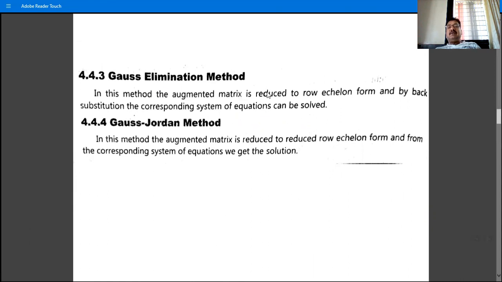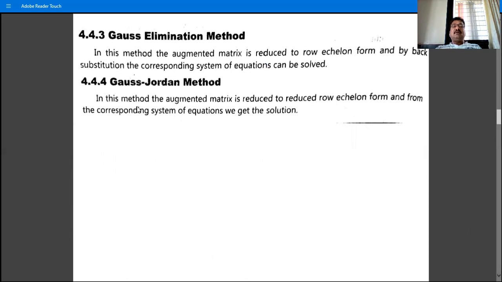So first is the Gauss elimination method. In this method, the augmented matrix, that is [A|B], is reduced to row echelon form, and by back substitution we find the solution of the system. So what is the Gauss elimination method? First, write the system in matrix form, then write the augmented matrix, that is the combination of A and B, then reduce the augmented matrix [A|B] to row echelon form, and then find the solution. So this is the Gauss elimination method.